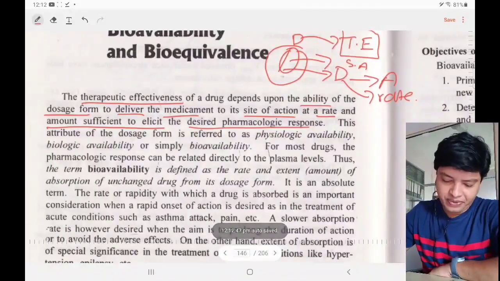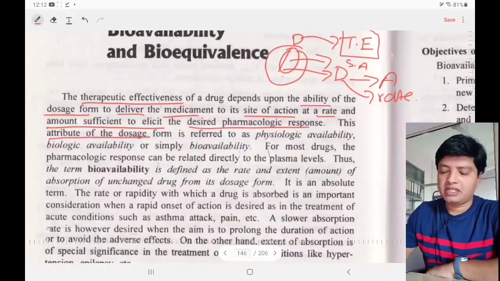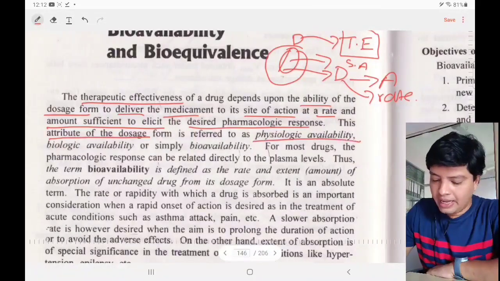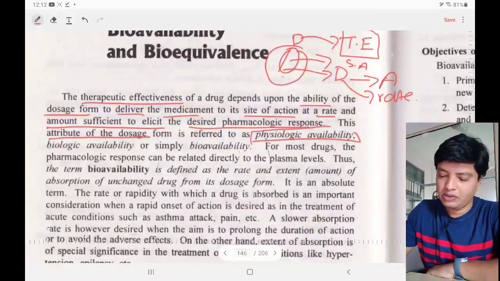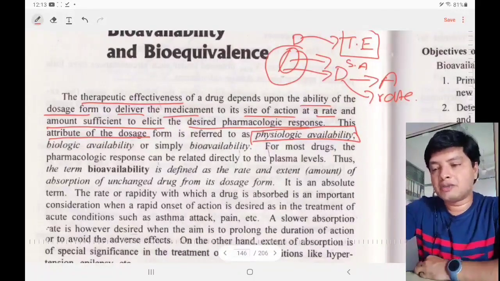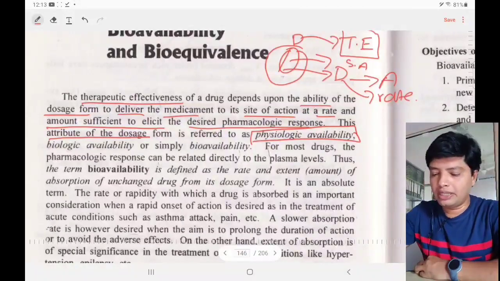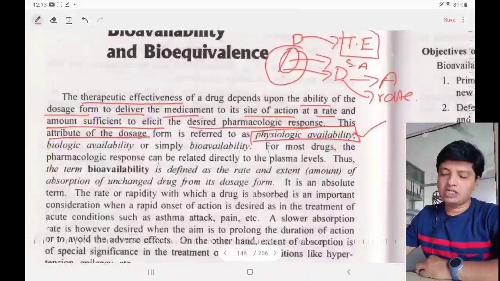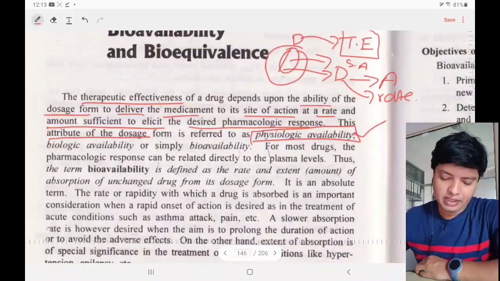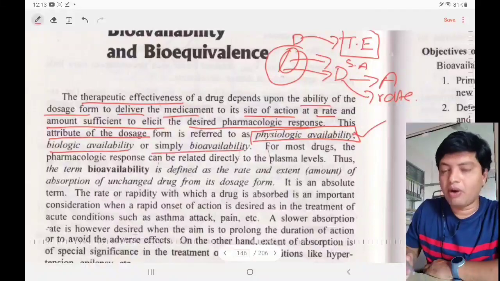For this, this attribute of dosage form is referred to as physiological availability. So this property of the dosage form, which is delivering the drug at a specific site, at a specific rate, in a specific amount, we call that physiological availability, or you can say biological availability, or simply bioavailability.